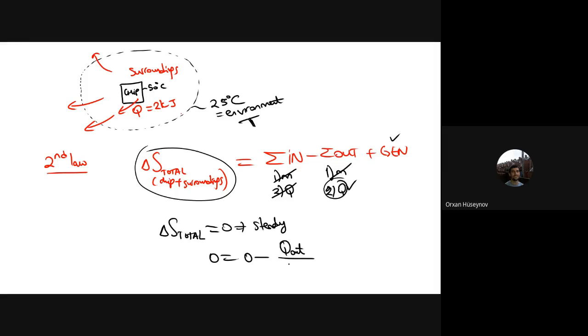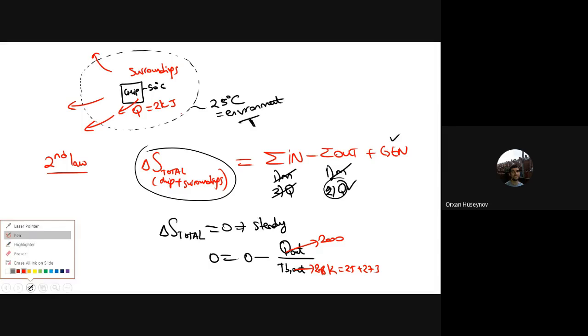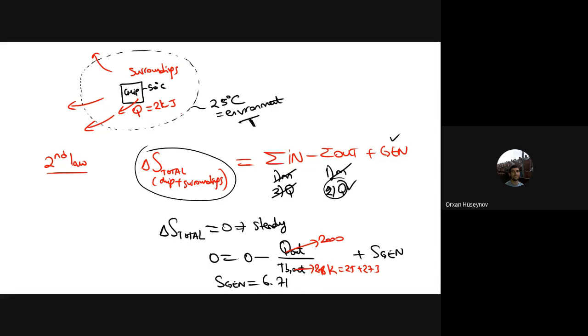is 2 kilojoules, divided by the boundary temperature. In this case, the boundary temperature is 25 because I have included the chip plus surroundings where the temperature drops to 25. So I will write the temperature here as 298 Kelvin, or it is the same as 25 plus 273, and this one is also 2000, plus the generation part, of course, the entropy generation. And if you solve that, you will see that the entropy generation will be equal to 2000 divided by 298. It will be 6.71 joules per Kelvin.